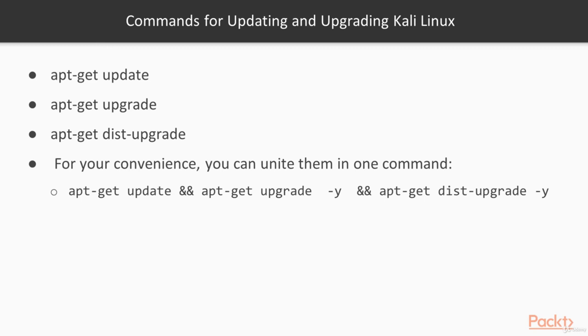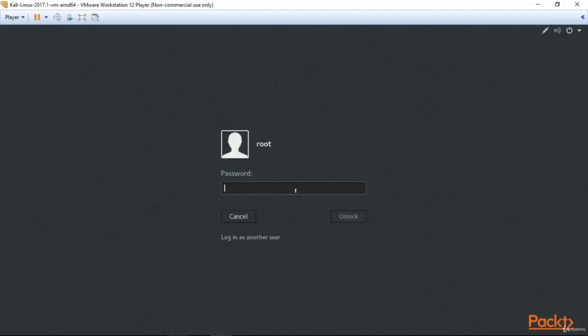Here are some commands for updating and upgrading Kali Linux to get the freshest copy of it. It's apt-get upgrade, apt-get update, apt-get dist-upgrade, and for your convenience you can unite them in one command. I'll tell you in detail about them a bit later. So, let's get started. We are filling in our password. It's toor, as you remember.